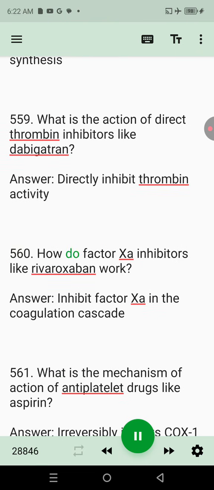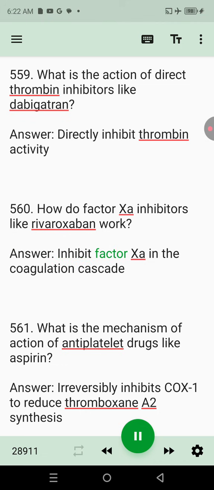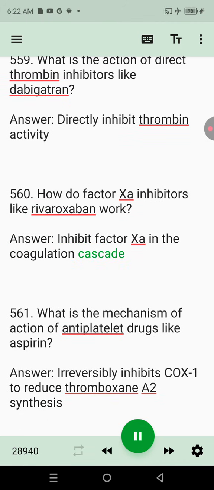560. How do factor Xa inhibitors like rivaroxaban work? Answer. Inhibit factor Xa in the coagulation cascade.